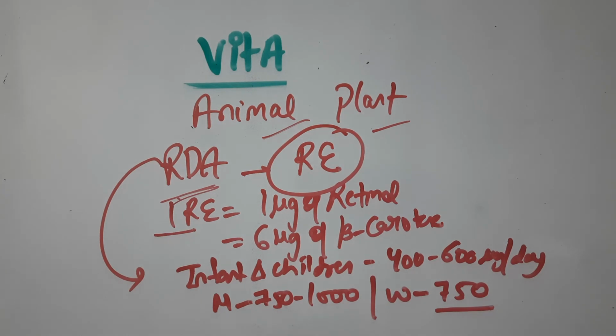The RDA for infants and children is 400 to 600 microgram per day. For men, it is 750 to 1000 microgram per day. For women, it is 750 microgram per day. In pregnancy, it is 1000 microgram per day. In lactation, it is 1200 microgram per day.